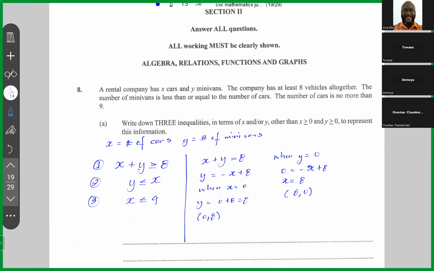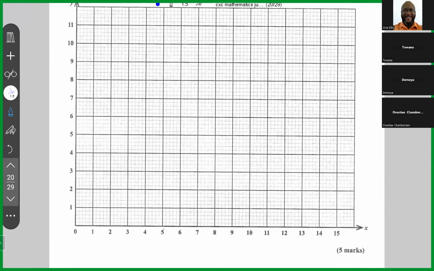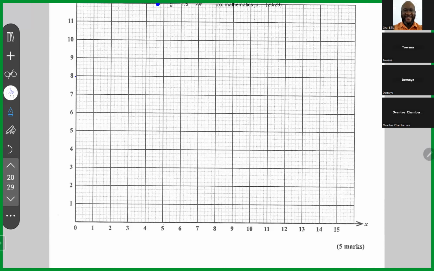Let's use that to draw our straight line. The y-intercept is 0, 8. And the x-intercept is 8, 0, which is here. Let's draw a straight line through these 2 points. So this is linear programming. All the lines in this topic are going to be straight lines.